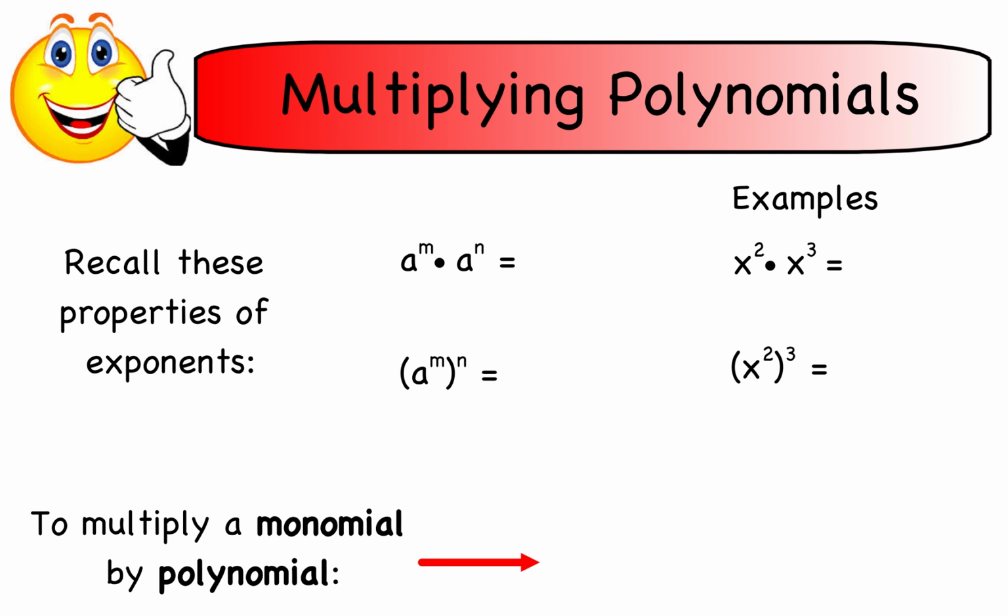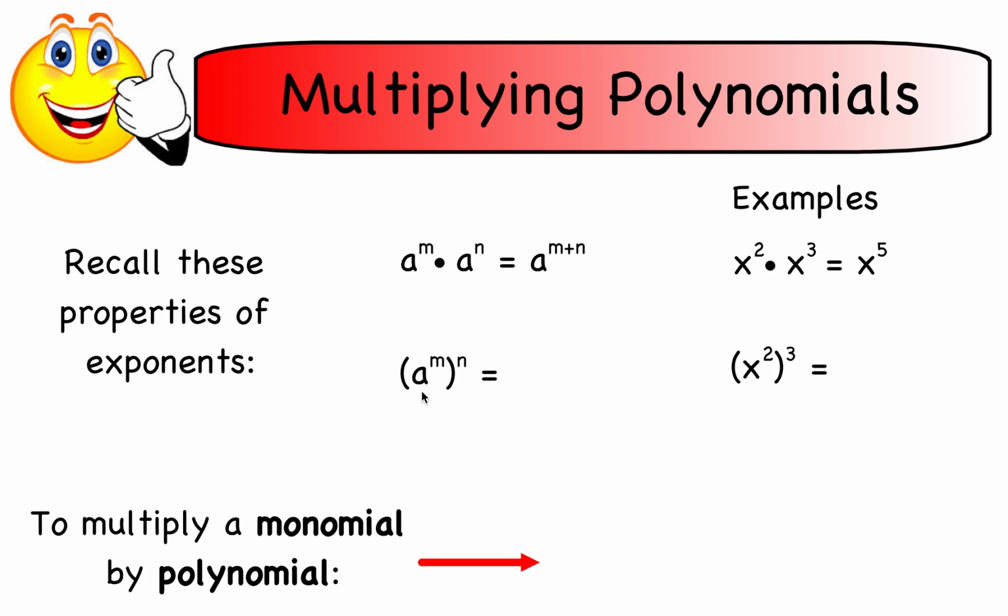So first of all, let's review some of our properties of exponents, as we will be using these quite extensively in this lesson. First of all, if we have a number raised to a power, and it's multiplied by another number raised to a different power, but the numbers are the same, they have the same base, then we add the exponents. For example, x squared times x to the third would be x to the 2 plus 3, or x to the fifth.